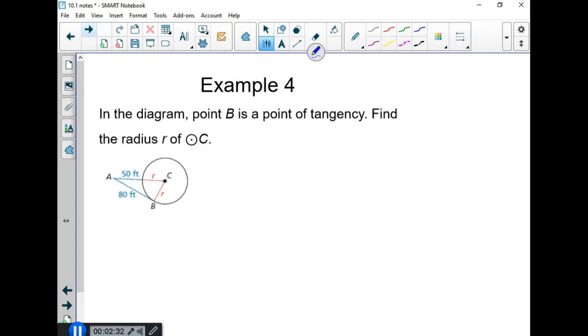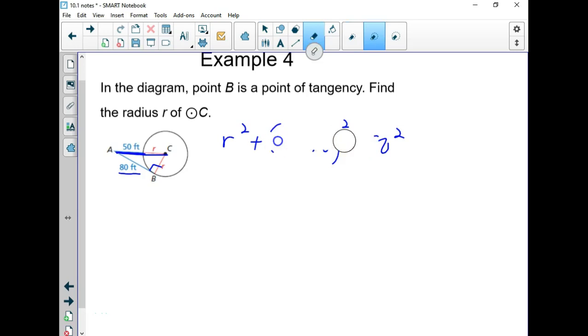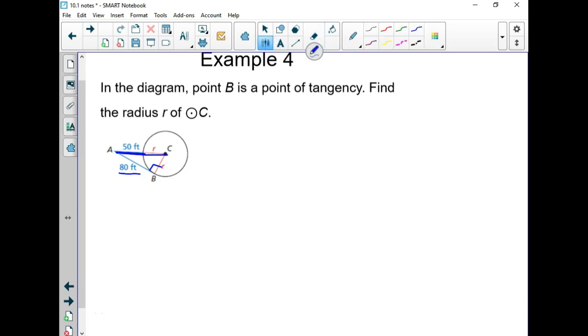Okay, in the diagram, point B is a point of tangency. Find the radius R of circle C. Same concept. We're trying to prove this is the right angle right here. Got ahead of myself here. Okay. So, trying to prove right angle, this is the hypotenuse right there. Now what's confusing is it looks like the hypotenuse might be 50, which wouldn't make sense because down here we have 80. And the hypotenuse has to be the bigger side.